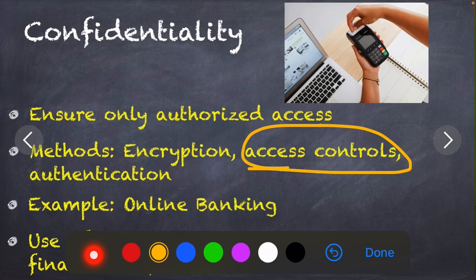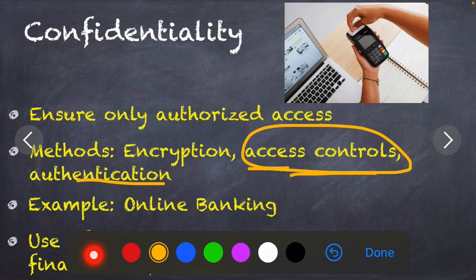Then access control. Only authorized persons can access that data. Suppose there is one college, and in that college the papers set by the teachers are only accessible to the teachers. They are the authorized persons, and students do not have access to those papers. They cannot access those papers.